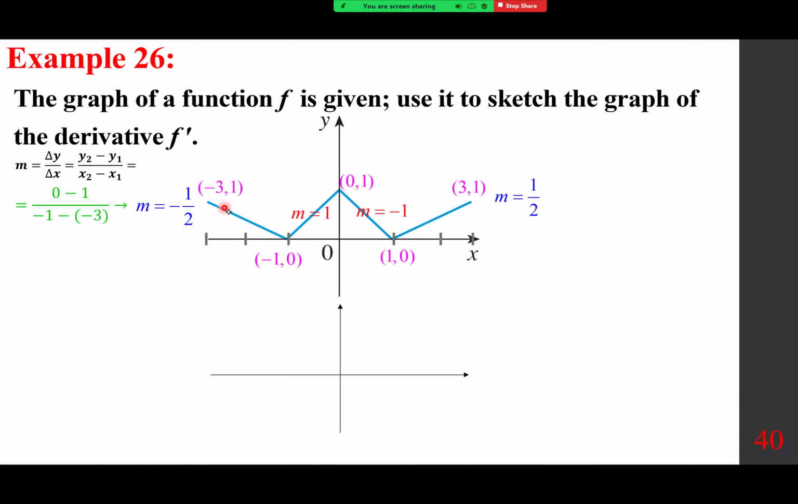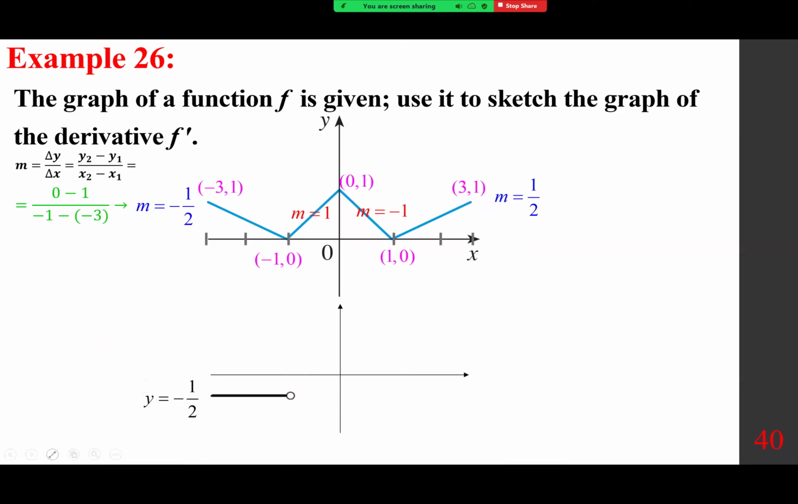So for this one, we would draw y equals -1/2. For this one, y equals 1. For this one, y equals -1. For this one, y equals 1/2. So y equals negative 1/2 is this line, but it stops at this point, right? And why is there a hole here?